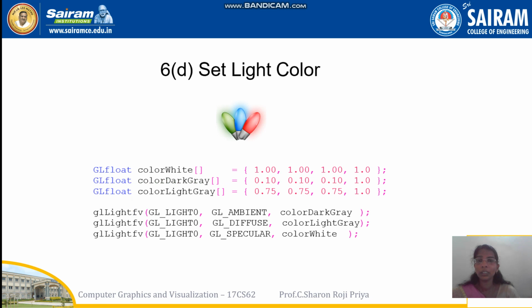Once the position of the light is done, I have to set the color of the light. You know there are 3 different types of light: ambient, diffuse and specular. So for every light source, I have to set these 3 components. So glLightf for the first light, the ambient component; for the first light source, the diffuse component; for the first light source, the specular component. These values I can specify directly here, or I can specify them in an array and use the array name. If I am using the array name, I should use this v. If not, I should not use this v.